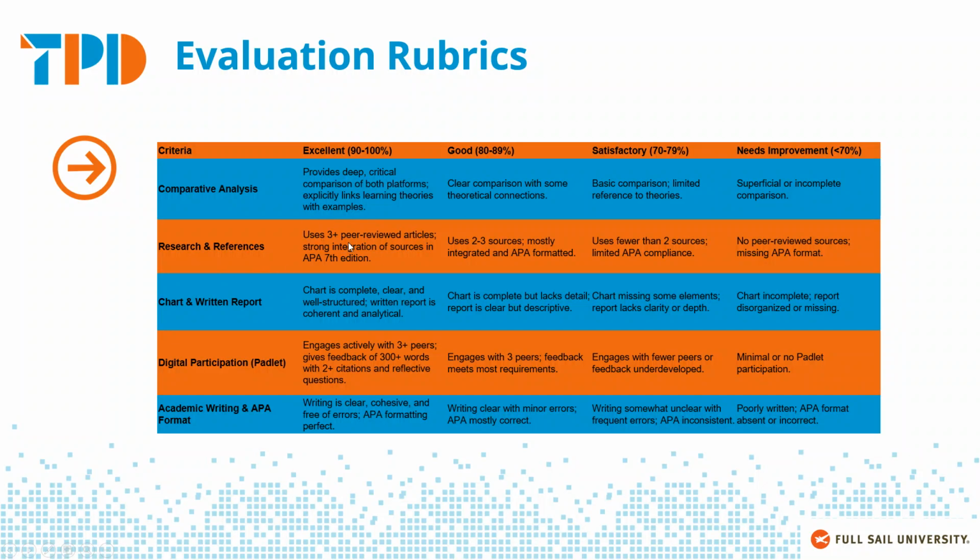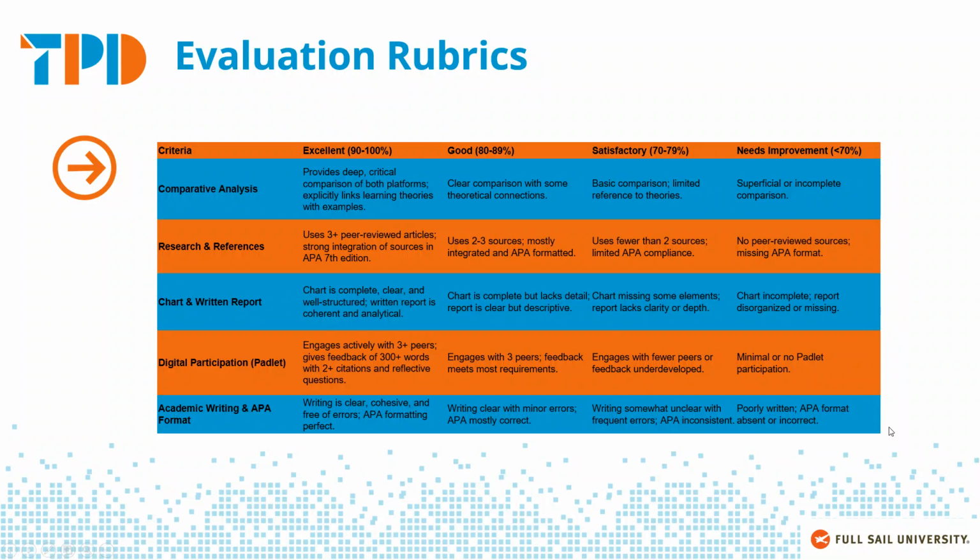They are going to use 3+ peer-reviewed articles, strong integration of sources in APA 7th edition. Chart and written report: the chart is complete, clear, and well structured. The written report is coherent and analytical. Digital participation: engage effectively with 3 peers. Give feedback of 300 words with 2 citations and reflective questions. And academic writing in APA format. Writing is clear, cohesive, and free of errors. APA formatting perfect.